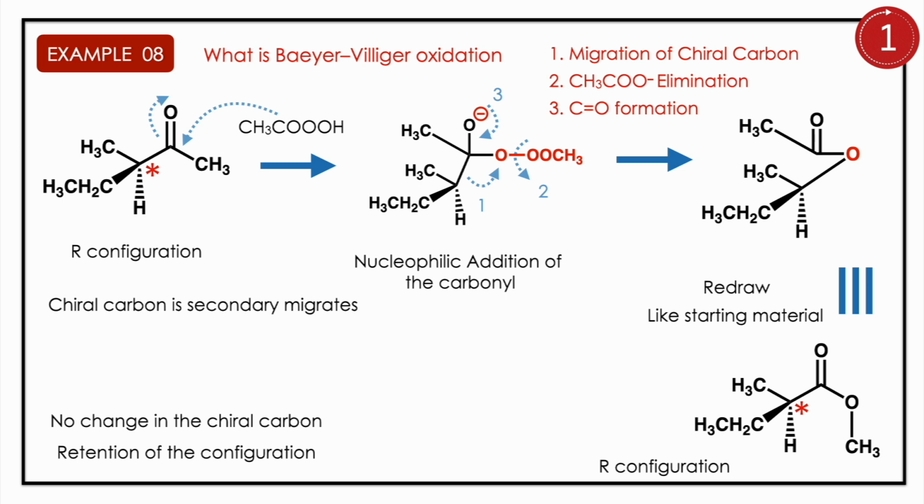So you end up with an ester there. Here the starting material has R configuration. The product also has R configuration. There is no change at the chiral carbon. It is retention of configuration. The concept you learned here is that in Baeyer-Villiger oxidation, if the migrating group is a chiral carbon, there will be no change in the configuration. This is all possible because of the concerted mechanism.